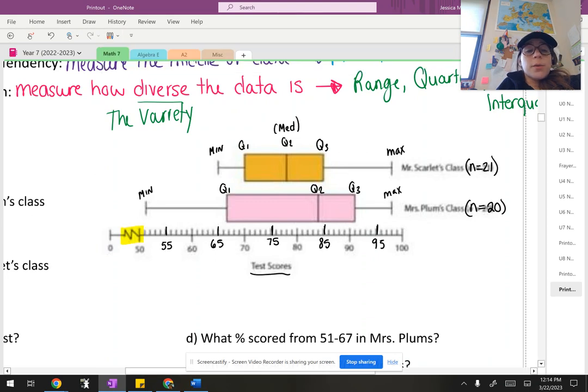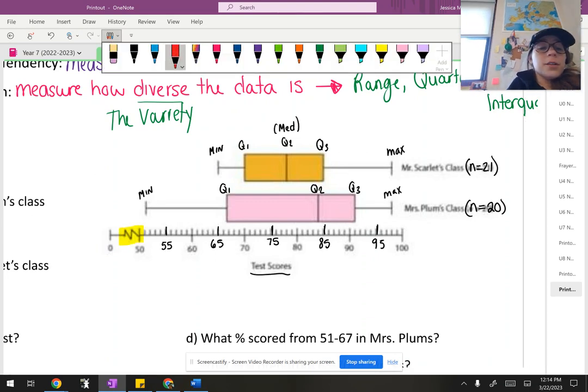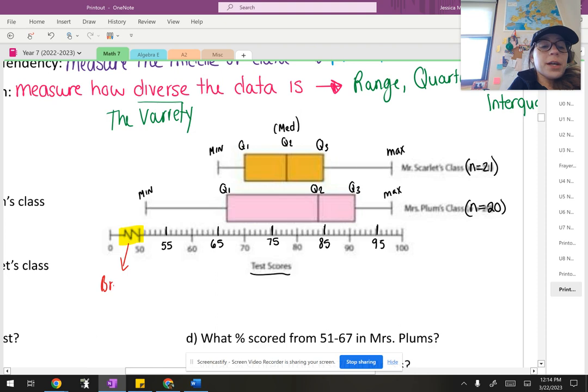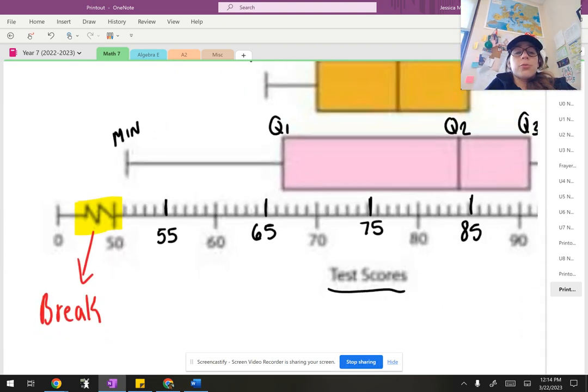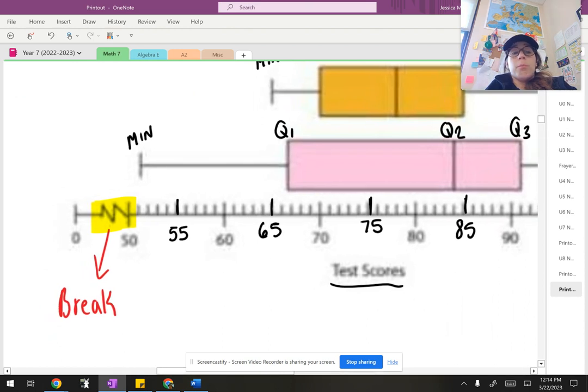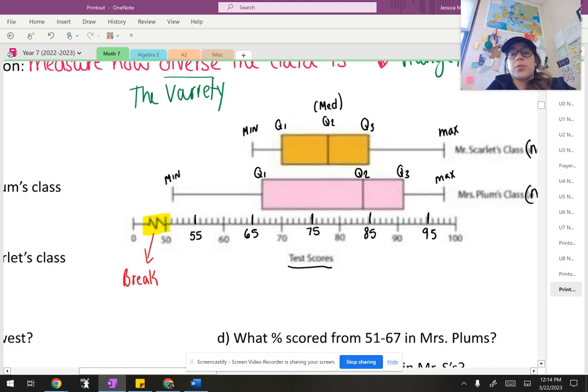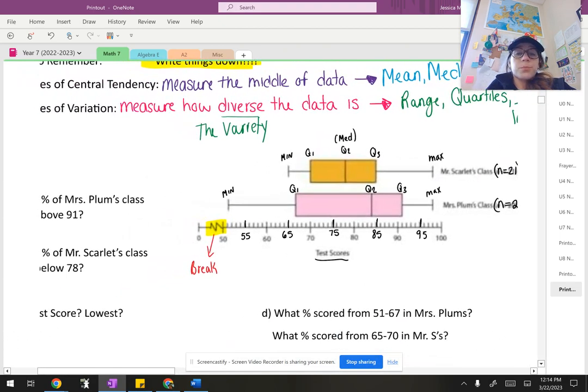Last but not least, I want to point out this area right here. This is what's called a break in the graph. And all that shows you is that we skipped a bunch of numbers to go from 0 to start at 50. That's all that means, is we skipped a lot of numbers in between there.